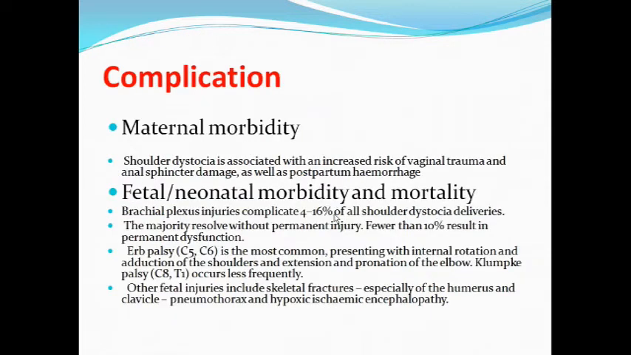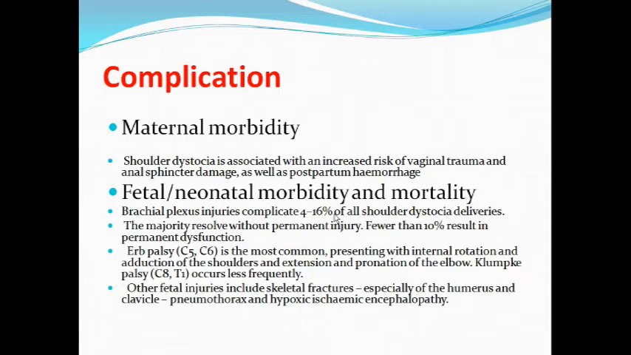What are the complications? Shoulder dystocia is associated with increased risk of vaginal trauma and anal sphincter damage as well as PPH. What are the fetal and neonatal morbidities? Brachial plexus injuries complicate 4 to 6% of all shoulder dystocia deliveries. The majority resolve without permanent injuries. Fewer than 10% result in permanent dysfunction.